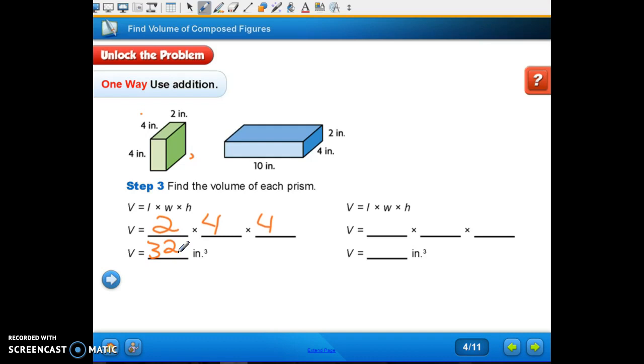How long is it? 10. Its width is? 4. And its height is? 2. And 10 times 4 is? 40. Times 2 is? 80. Very good.